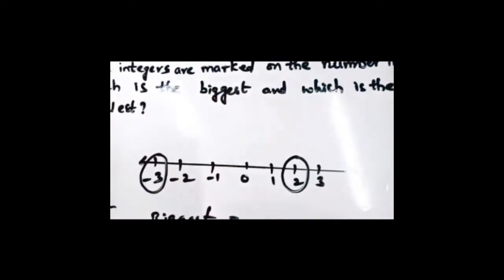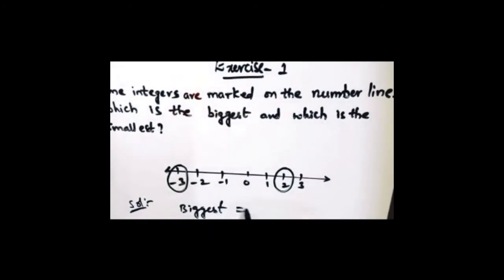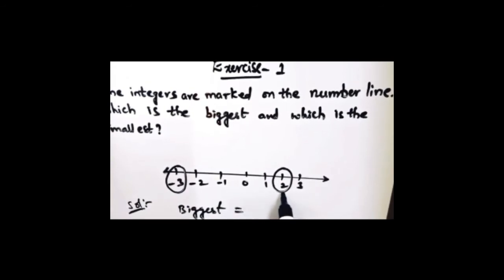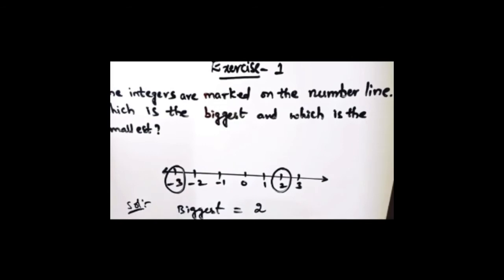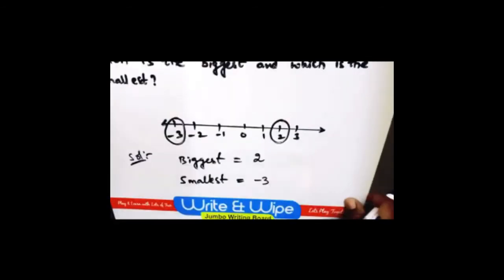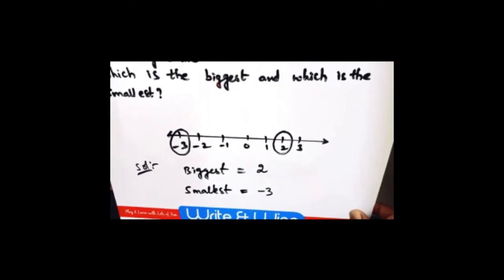So the answer is, all positive numbers are bigger than 0. So in this one, 2 is the biggest number. And -3 is the smallest integer. So this is the answer for this first question: the biggest integer is 2 and the smallest integer is -3.